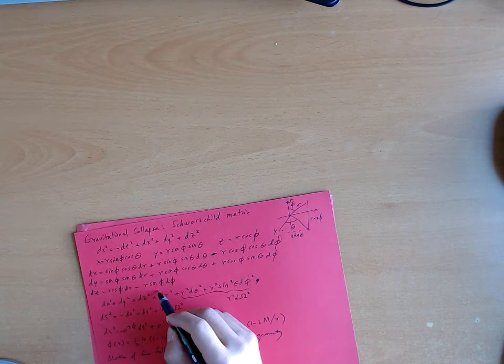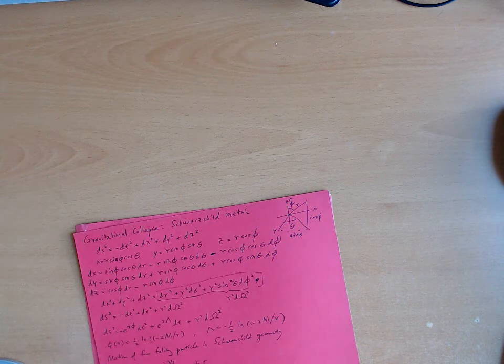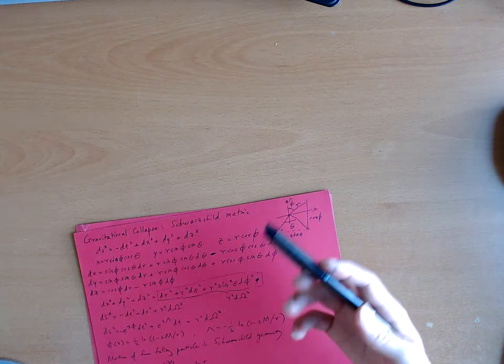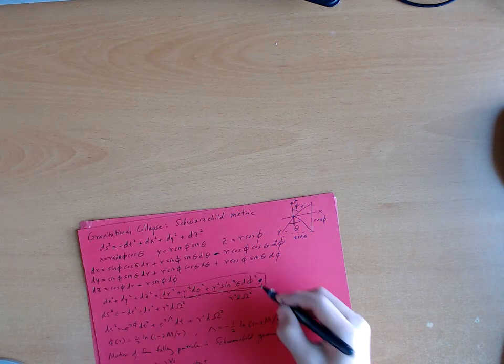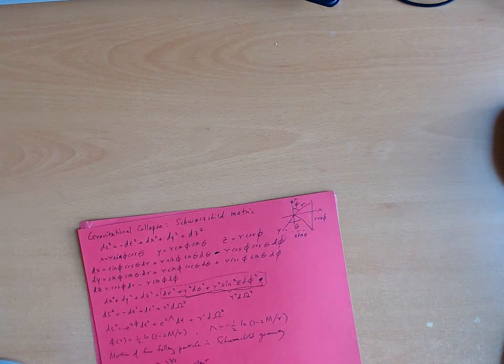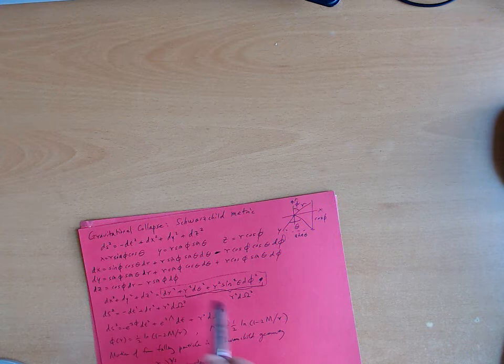So this is the Minkowski line element in spherical coordinates, here written as r squared d omega squared.